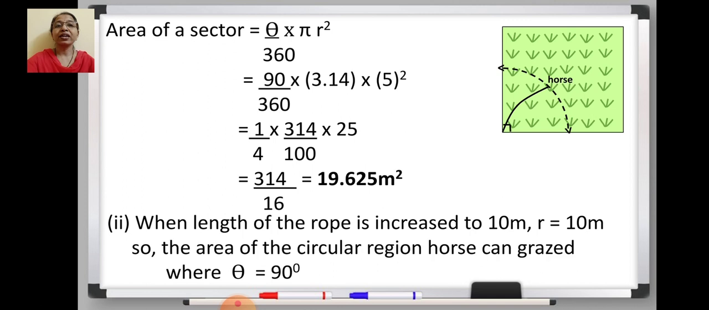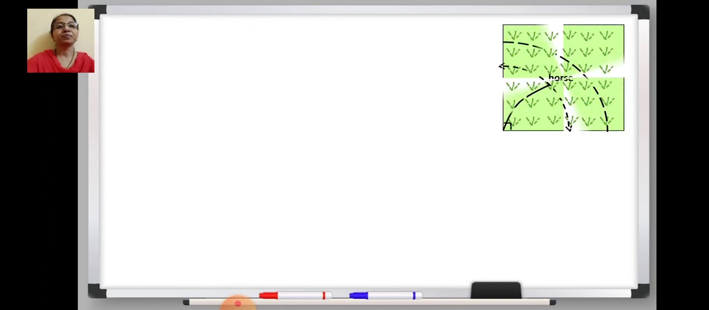Now in the second case, the length of the rope is increased and now it is 10 meters, right? So the area of the circular region the horse can graze. Theta will remain the same. So now the new diagram will be this, right? So here the length of the rope is increased. Now this time the horse can graze more area. Again it is sector in shape, sector of a circle. So we will find out how much increase in the grazing area.